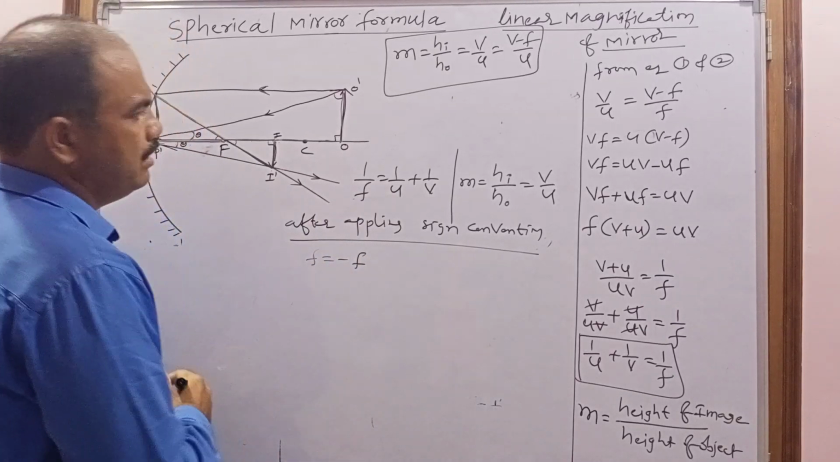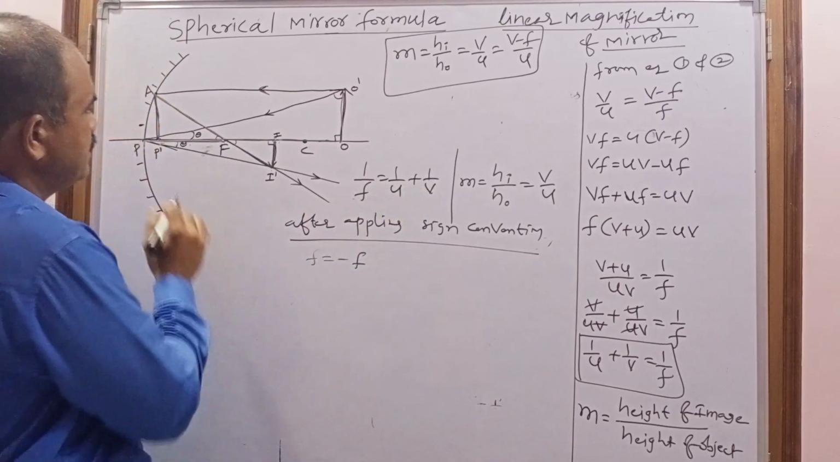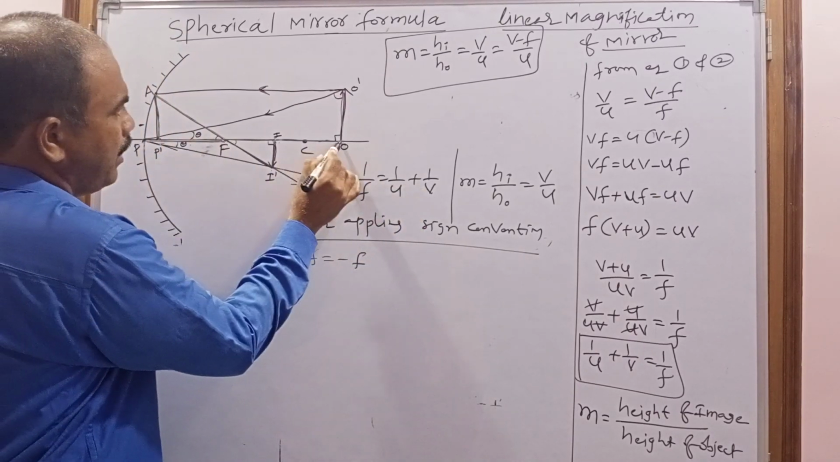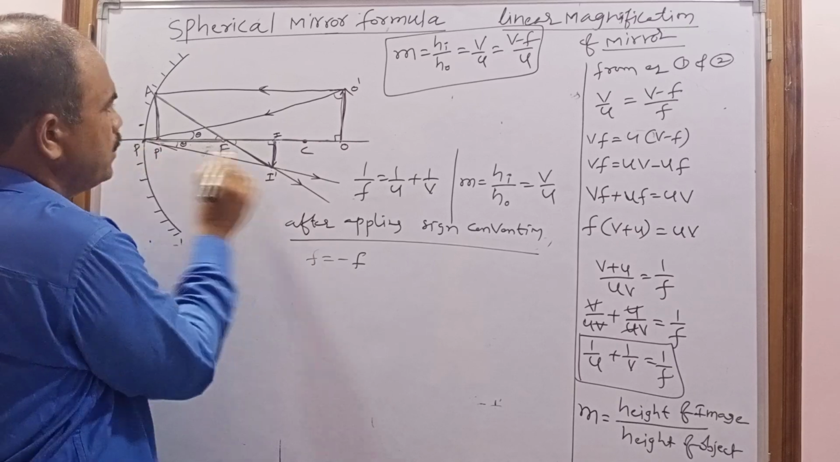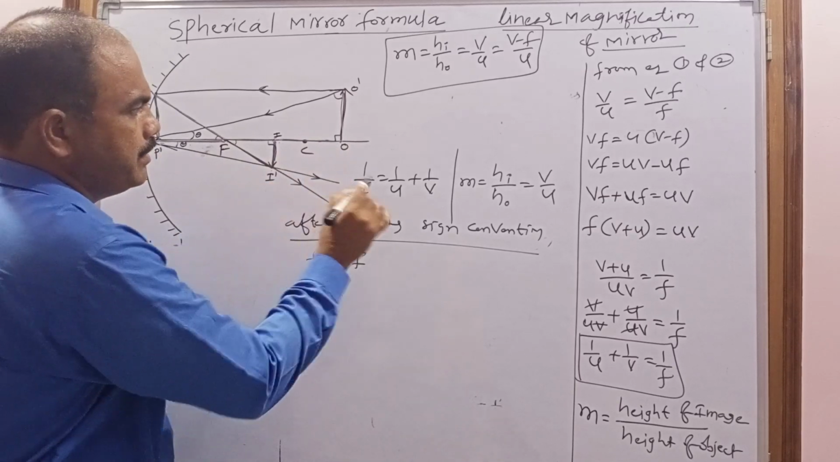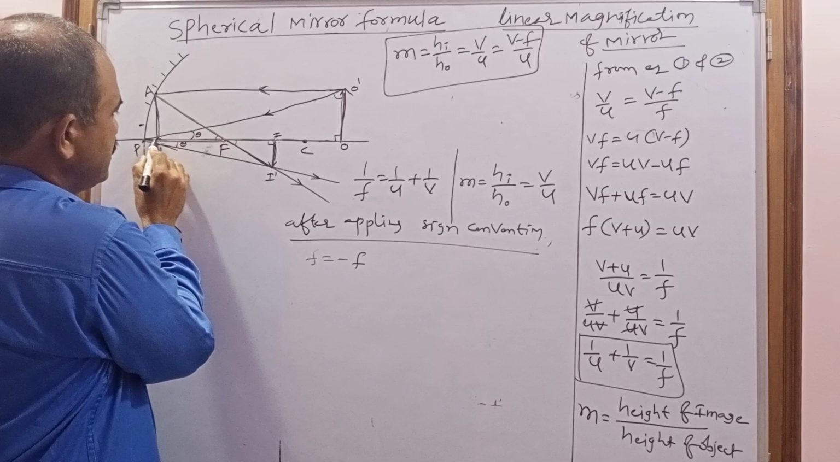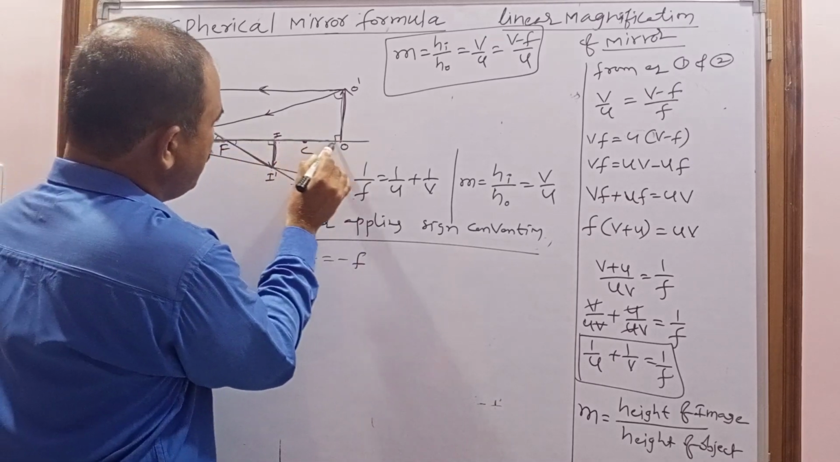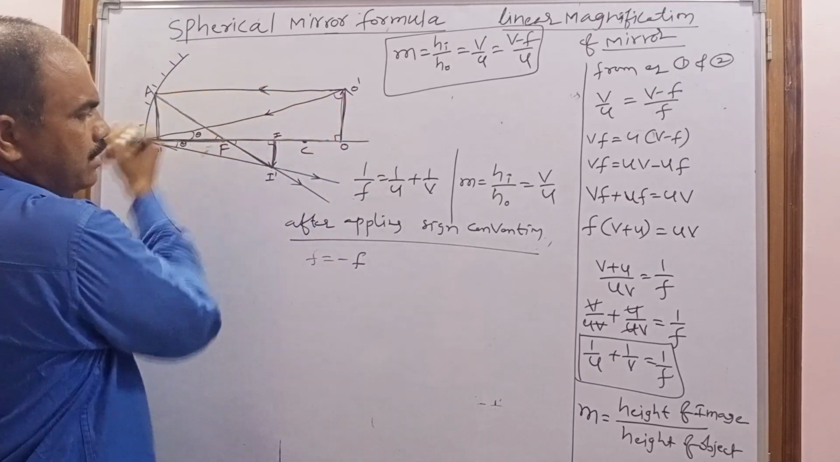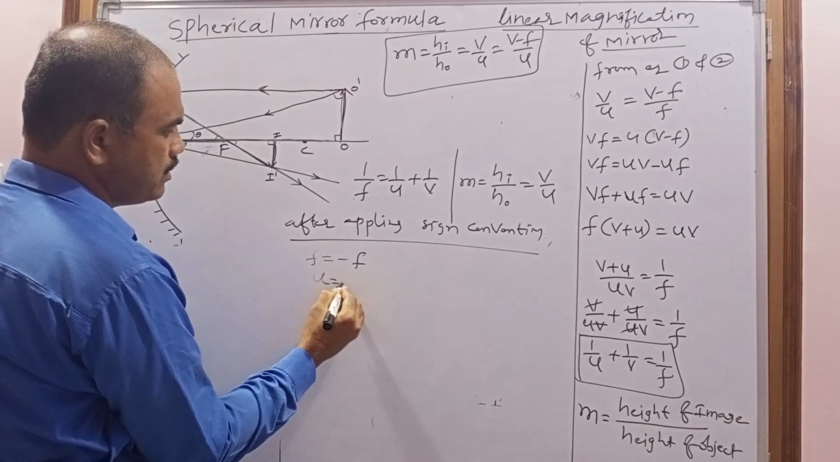And next come to the u. u is nothing but the object distance. The distance from pole to object will be called the object distance. To measure the object distance, in which direction are you moving? In this direction, but the incident ray is opposite. So that's why here u is also minus u.